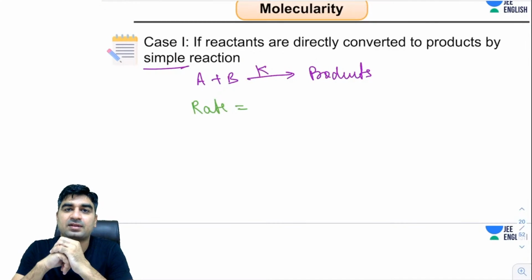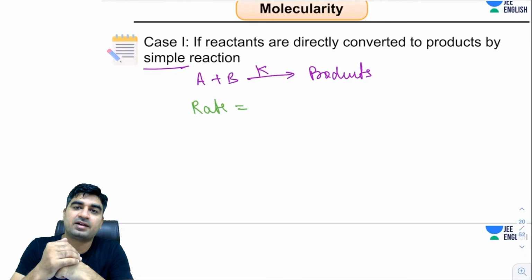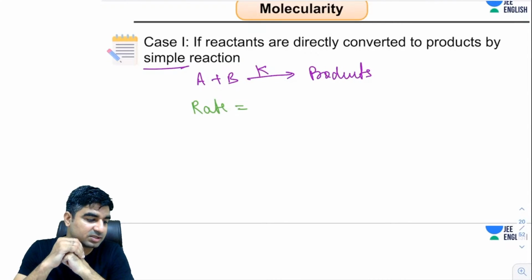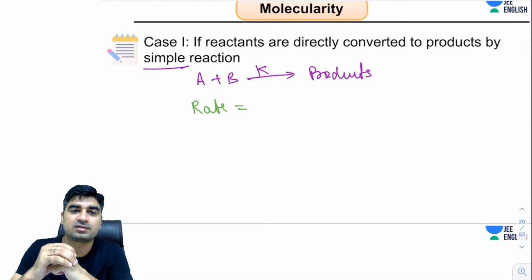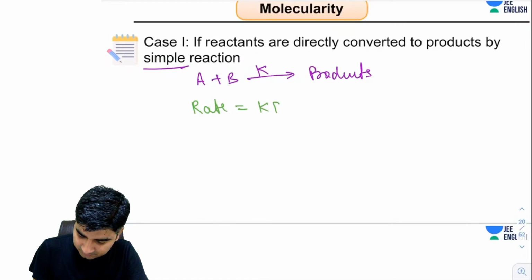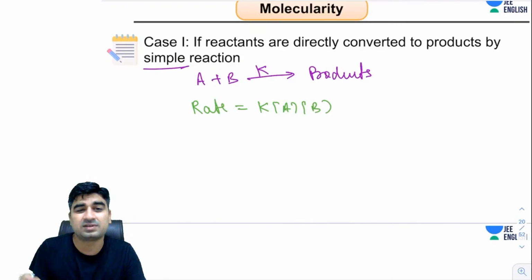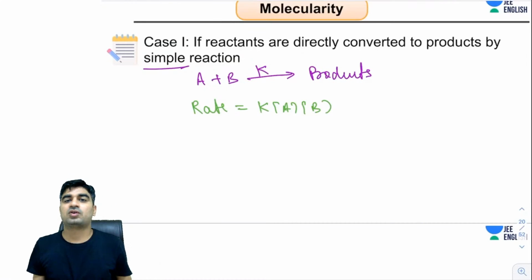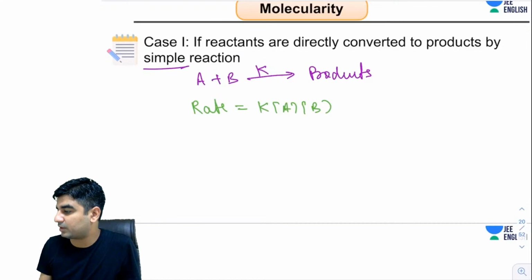Yes. The reactants are directly converted into product. Just write down the rate law expression for it. That is done. So if you are given an elementary reaction, you can easily determine its order.